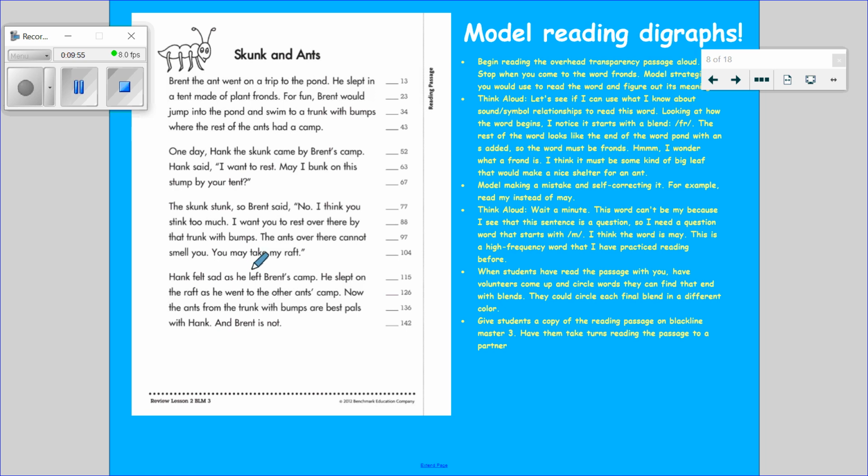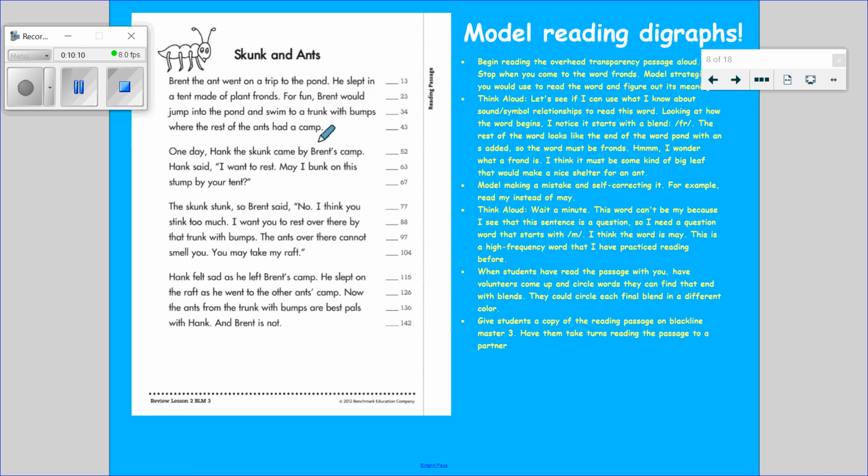Hank felt sad and he left Brent's camp. He slept on the raft as he went to the other ants' camp. Now the ants from the trunk with bumps are the best pals with Hank, and Brent is not.